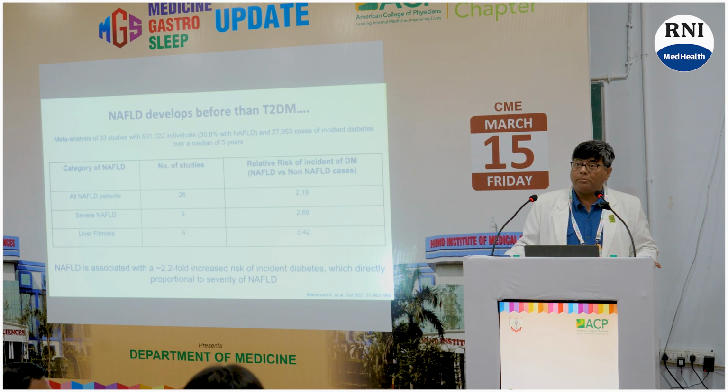You can see a meta-analysis of 33 studies in which 5,01,022 patients were included, of whom approximately 31%, 30.8%, had NAFLD, and there were 27,953 cases of incident diabetes over a median of 5 years. What was the result of this meta-analysis? For all NAFLD patients, across the 26 studies, the relative risk for incident diabetes mellitus was 2.19.